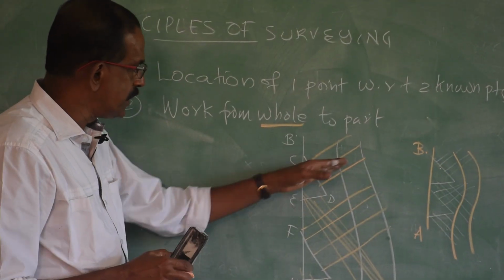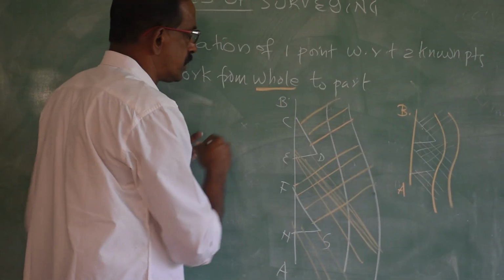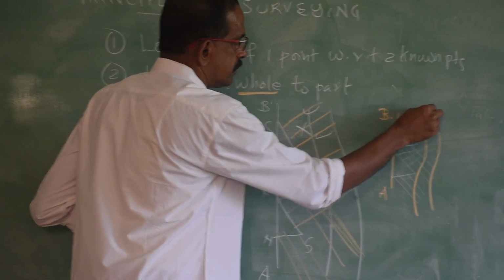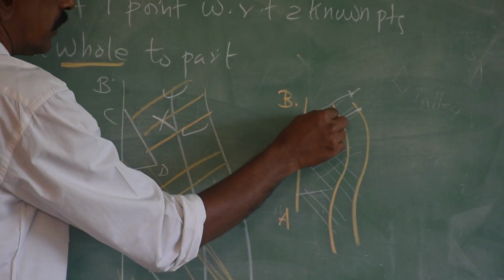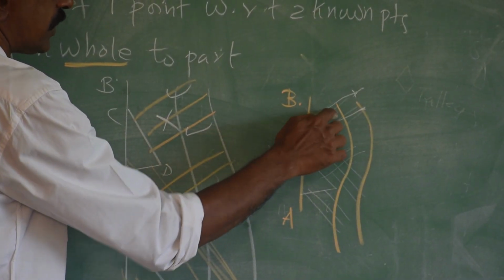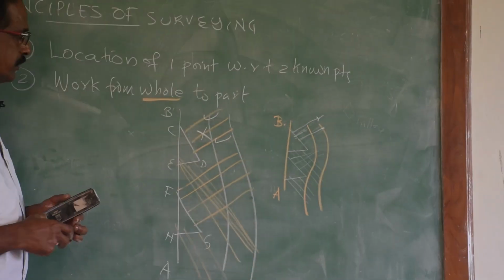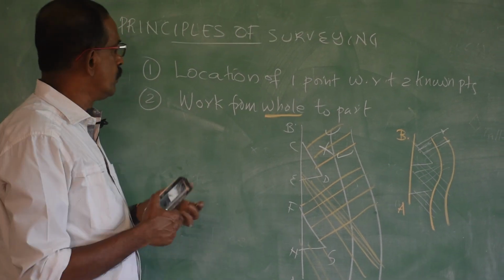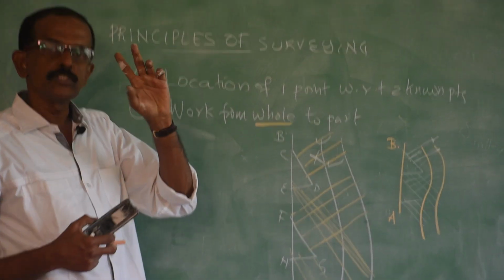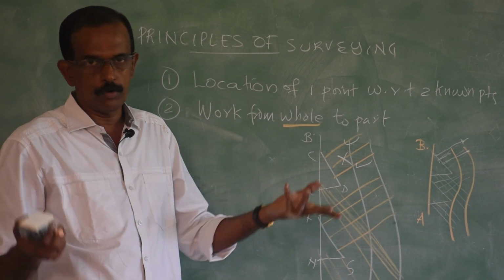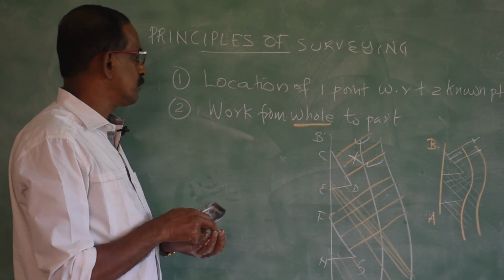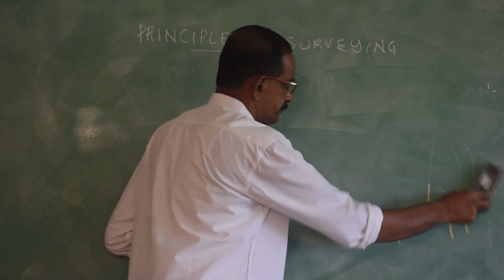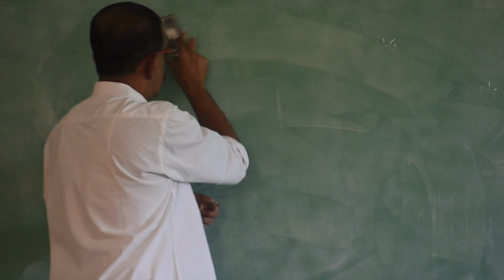So, here each reading is independent. Suppose you commit any mistake in taking this reading, that will not affect this reading or this reading. So, if you are marking this distance and marking this distance, and you are getting another point here, you can discard that measurement or that reading. That is the advantage of this work, each reading is independent. So, the first principle is location of one point with respect to two known points, you can mark any number of points on the ground. The second principle is work from whole to part, that is mainly applied in road work, that is road survey.